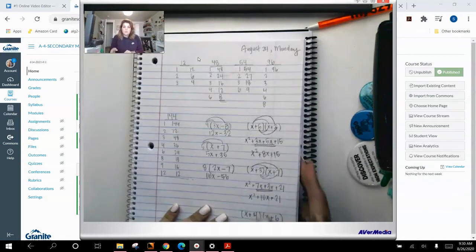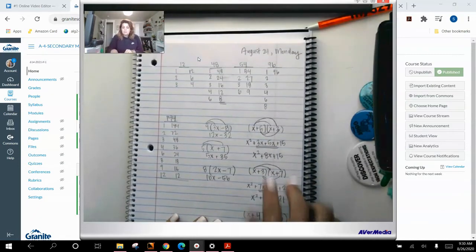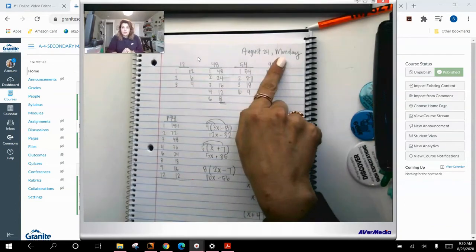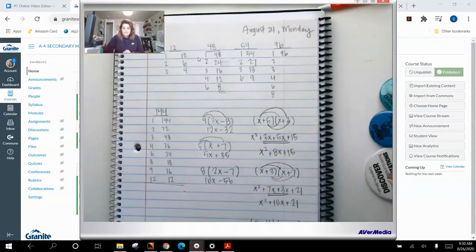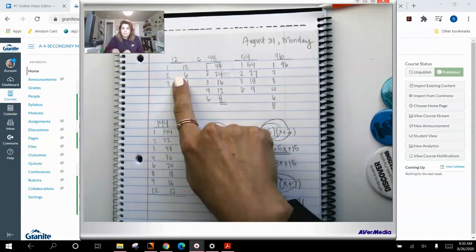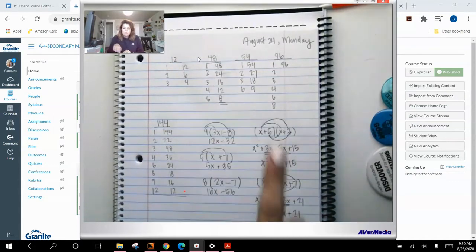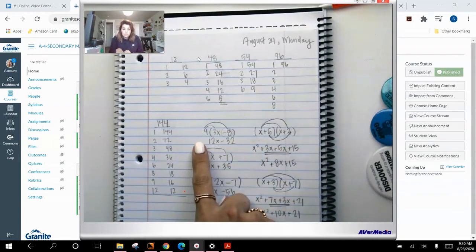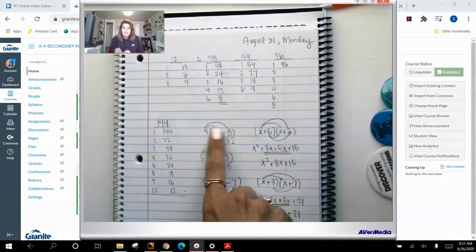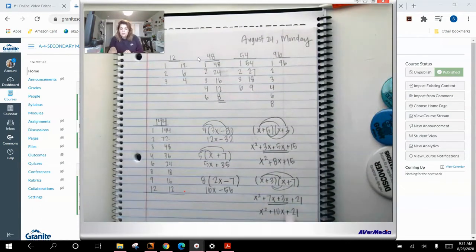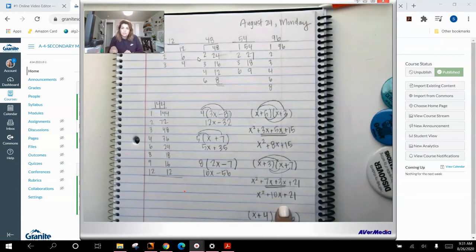So I actually want to start with the notebook that I gave you last time. Notice that I have the date here. What we did last time was we talked about factoring numbers completely. So that's where you list out all the factors. Then we reviewed distributing, so multiplying a number into a set of parentheses. And then we briefly reviewed double distributing.